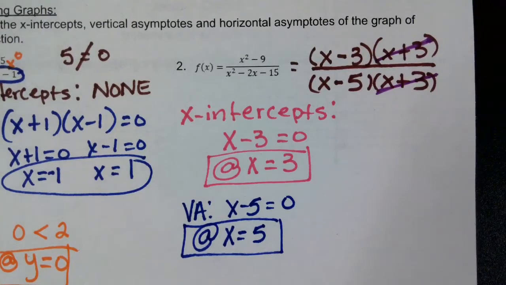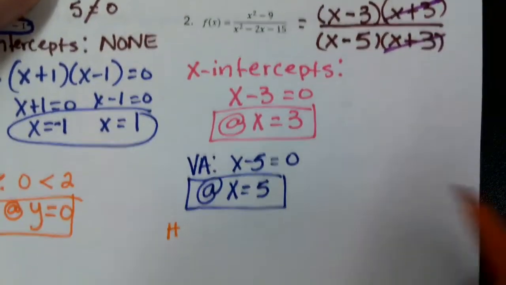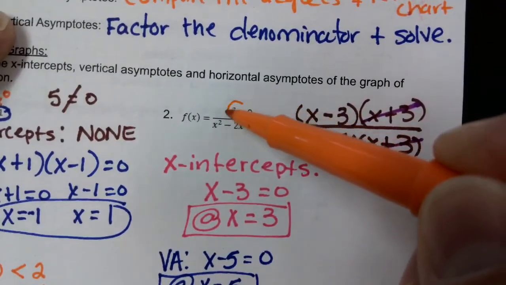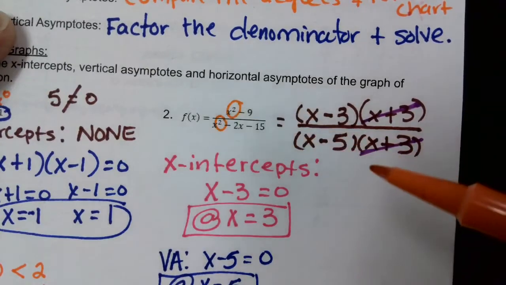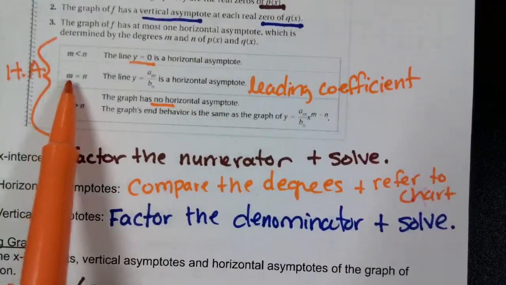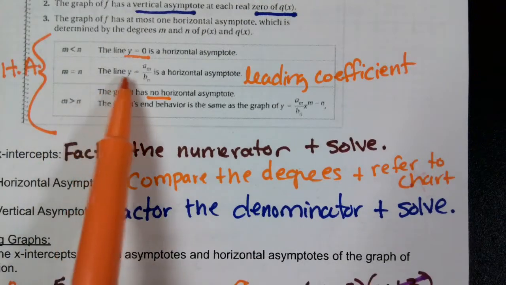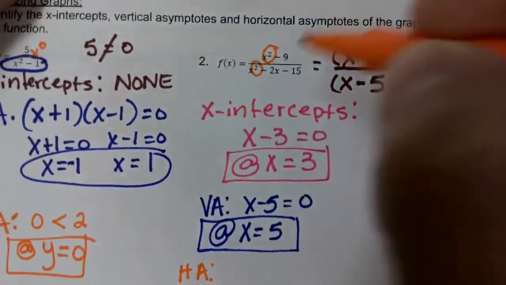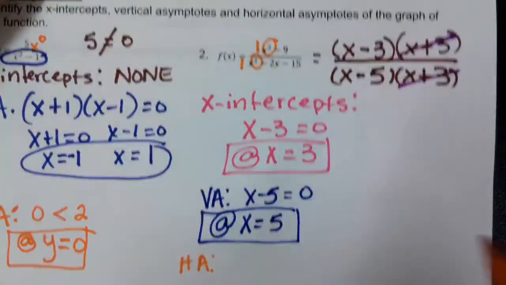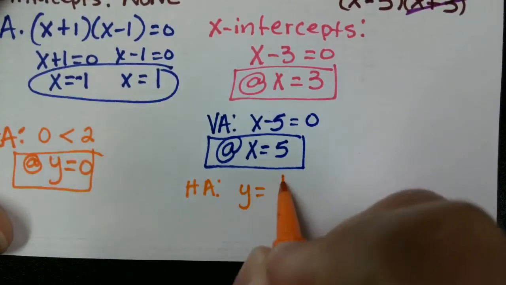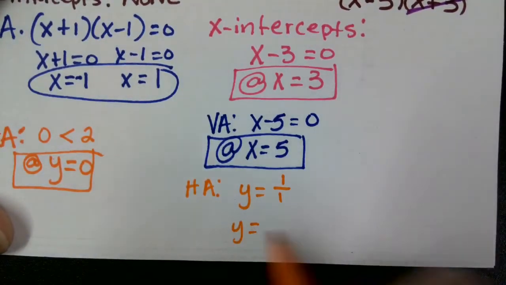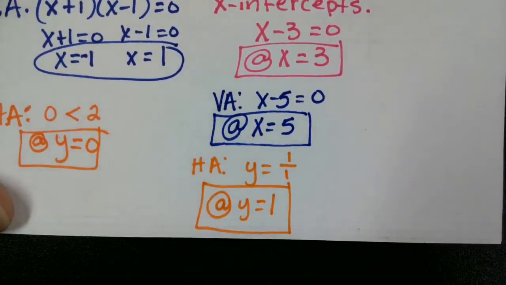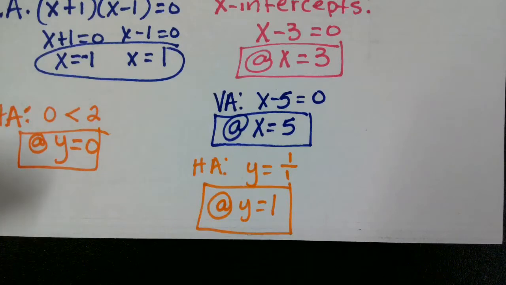Then for my horizontal asymptote, I have to look at my degrees. So I have a degree of 2 and a degree of 2. Those are equal. So when I have equal degrees, that means the line y equals the ratio of my 2 leading coefficients. So what are my leading coefficients? 1 and 1. So I have y equals 1 over 1, which we know 1 divided by 1 is 1. So I have a horizontal asymptote going through the value of y equals 1.